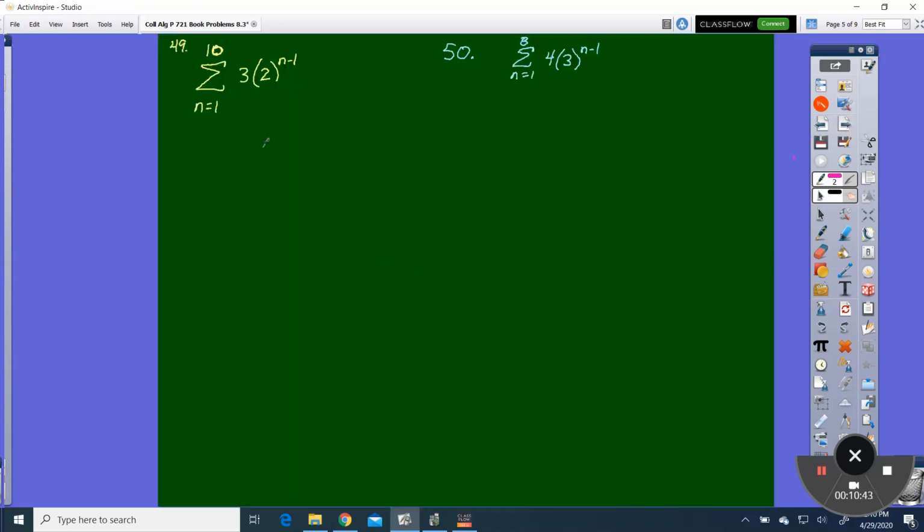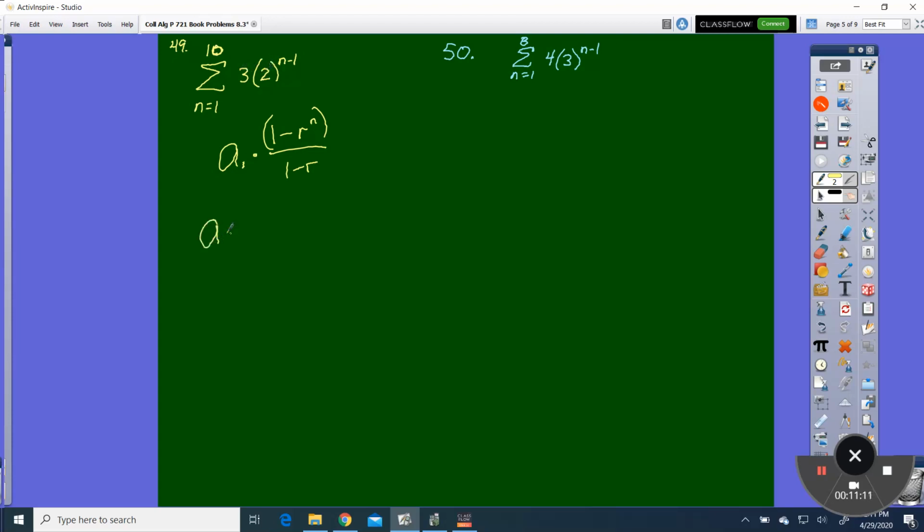Okay, 49. There is a formula for this. I will show it to you, but most of you won't use it. It's A1 times 1 minus r to the n all over 1 minus r. So A1, I plug it in. So I plug 1 in there. 1 minus 1 is 0. Anything to the 0 power is 1. So 3 times 1 is 3.